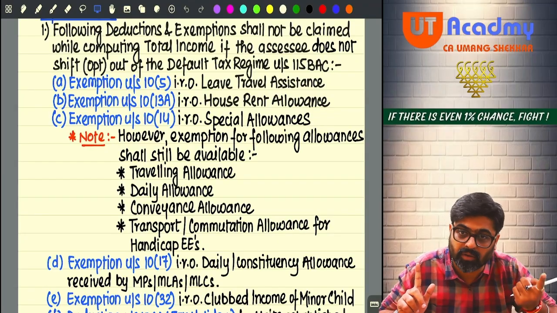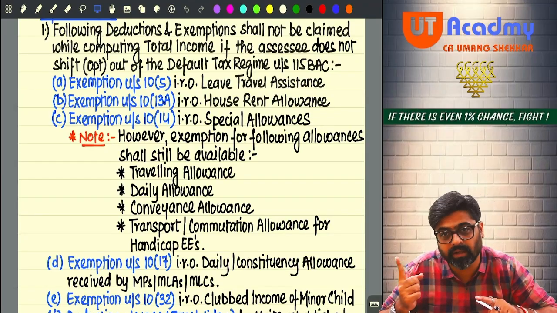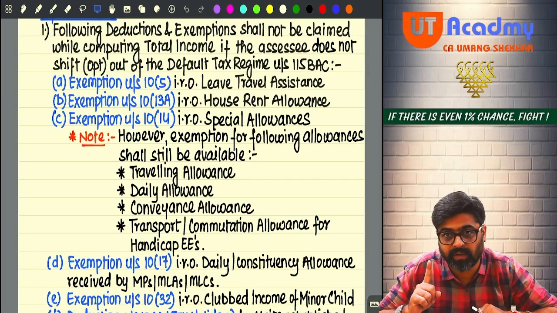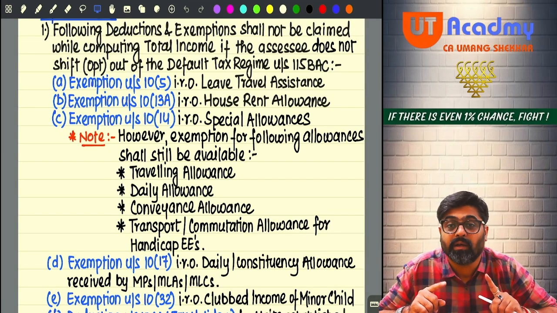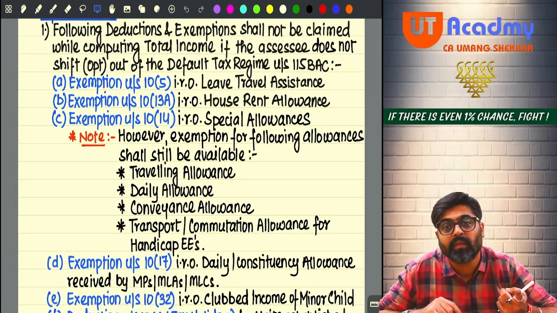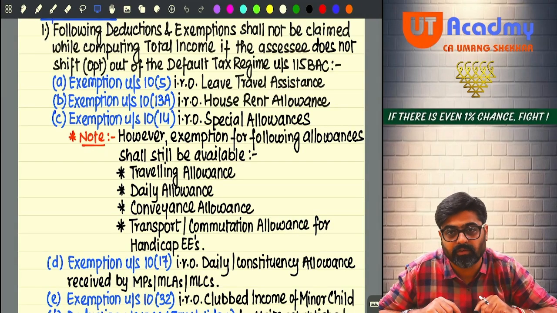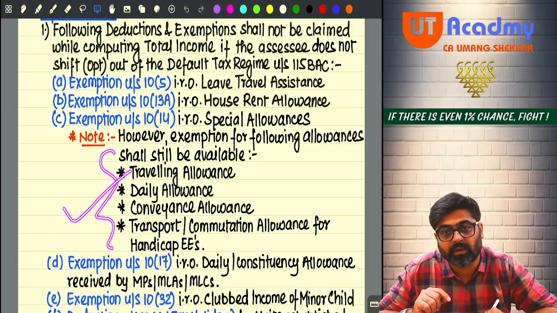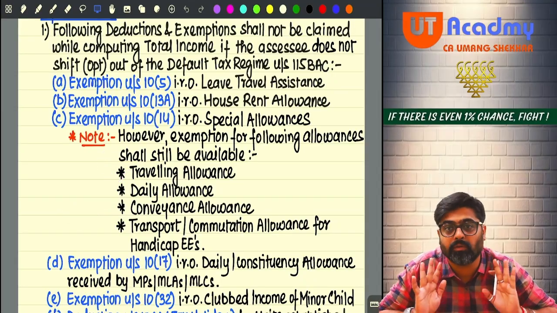It is exempt under the normal provisions, and it is exempt under 115BAC also. Please don't forget this, this is very important. And one exemption was available: transport allowance to handicapped employees up to 3,200 per month. Yes or no? That is exempt even if you follow 115BAC. So these four allowances are exempt under 115BAC also.